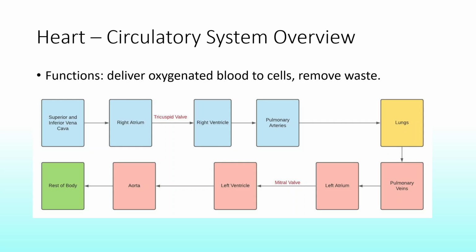Then we have the tricuspid valve, and then it goes to the right ventricle, the pulmonary arteries, and then the lungs, where it becomes oxygenated. Here I depicted oxygenated as pink. Then it goes to the pulmonary veins, then the left atrium, the mitral valve, the left ventricle, and the aorta, and then finally the rest of the body as well.